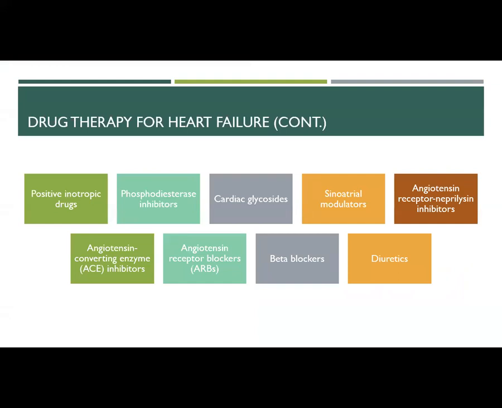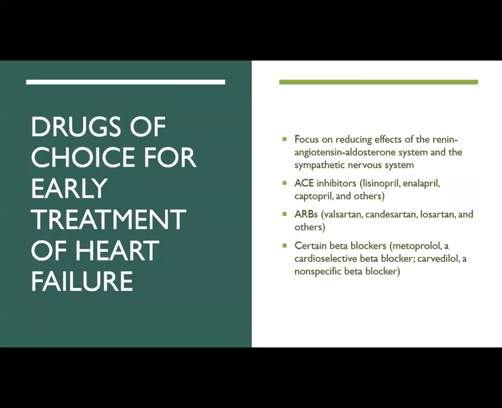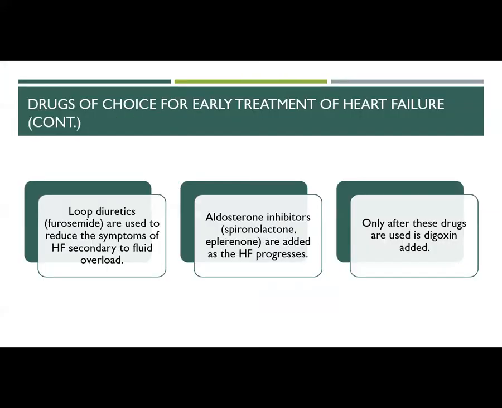Drug therapy, we've got all kinds of different drug therapy that we use on here, and we're going to go over some of these. The drug of choice for early treatment of heart failure focuses on reducing effects of the renin-angiotensin-aldosterone system and the sympathetic nervous system: ACE inhibitors, ARBs, and certain beta blockers. Some of the other early treatments are things like loop diuretics and aldosterone inhibitors. And only after all these drugs have been used do we start using digoxin.